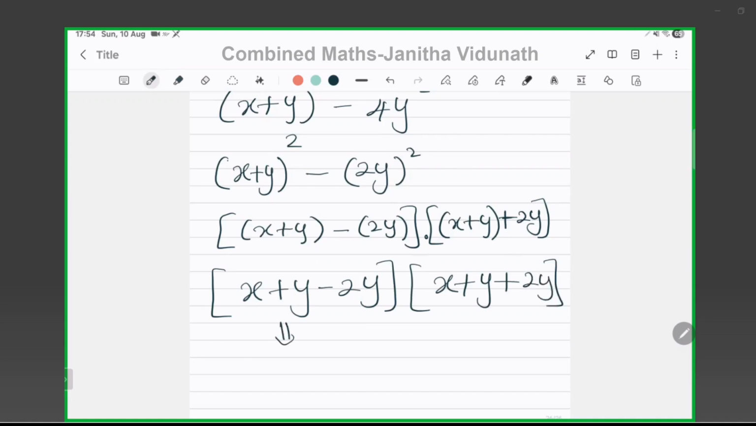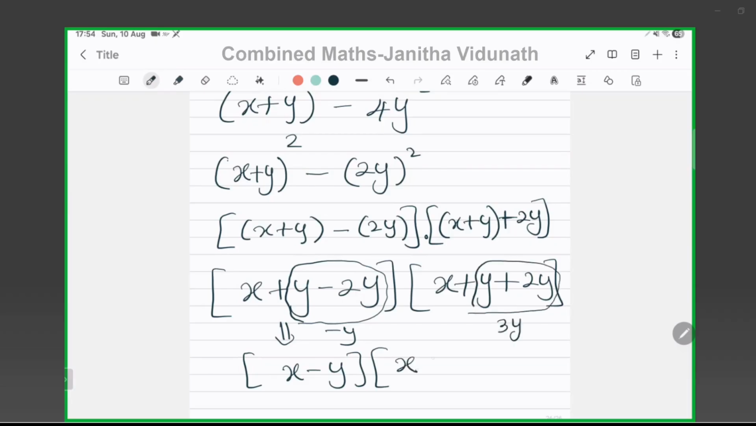Then here we can simplify these two terms. y minus 2y means minus y. Then we have x minus y. And in the second term, we can add 2y and y and get 3y. Then the second term is x plus 3y.